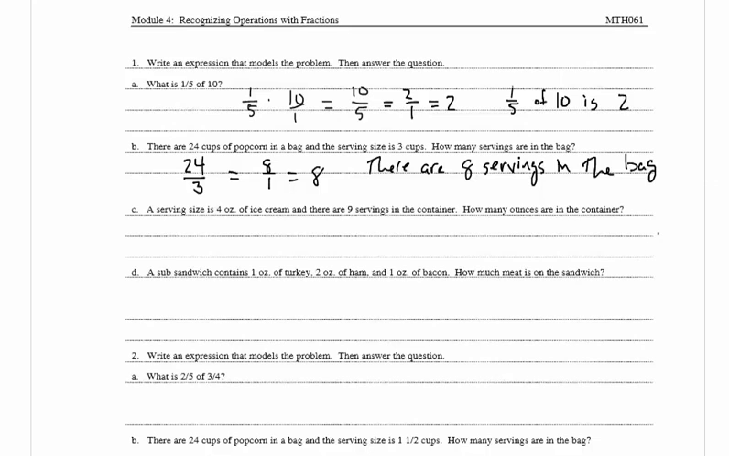In C, it says a serving size is 4 ounces of ice cream and there are 9 servings in the container. How many ounces are in the container? For this problem, we're going to multiply the serving size, which is 4, times the amount of servings per container, which was 9, and 9 times 4 is 36. So we can say there are 36 ounces in the container.